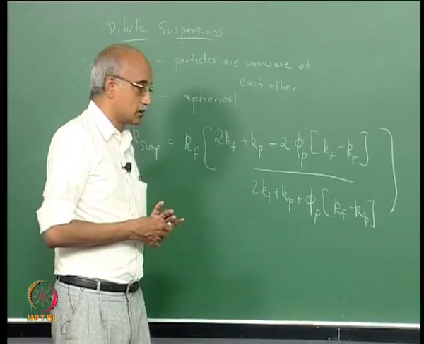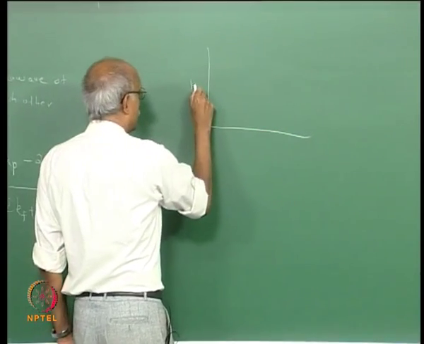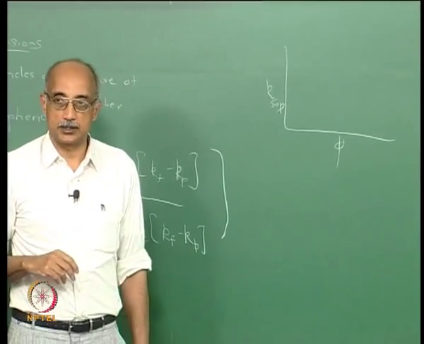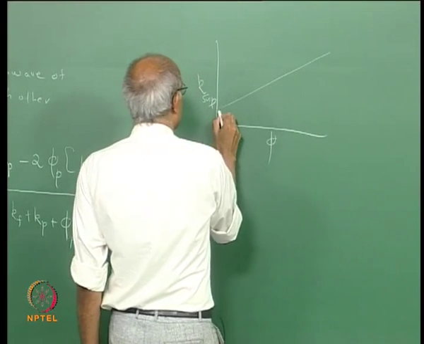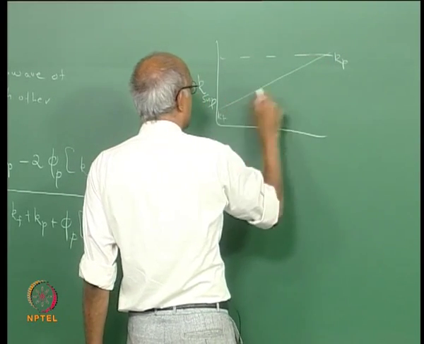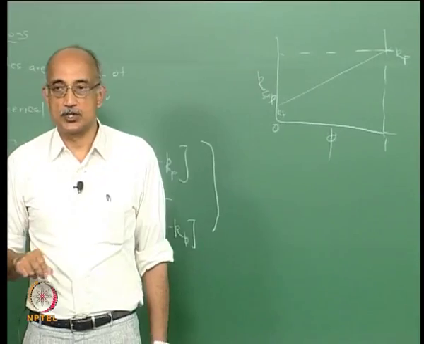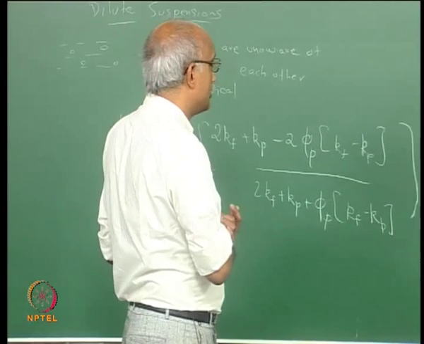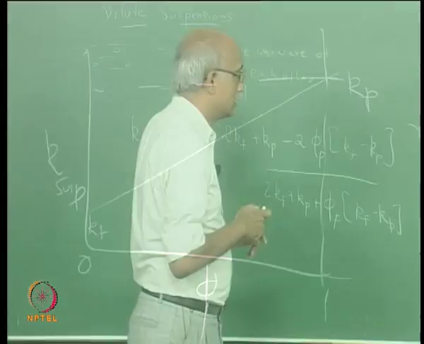Now, if you take this expression and you plot it, so you plot the thermal conductivity of the suspension as a function of the volume fraction of particles in the suspension, you get essentially a straight line. So this is KF and this is KP. You can expect that as the volume fraction changes from 0 to 1, the thermal conductivity pretty much linearly goes from the value corresponding to a pure fluid to the value corresponding to the pure solid. So this is what we call the expected behavior.